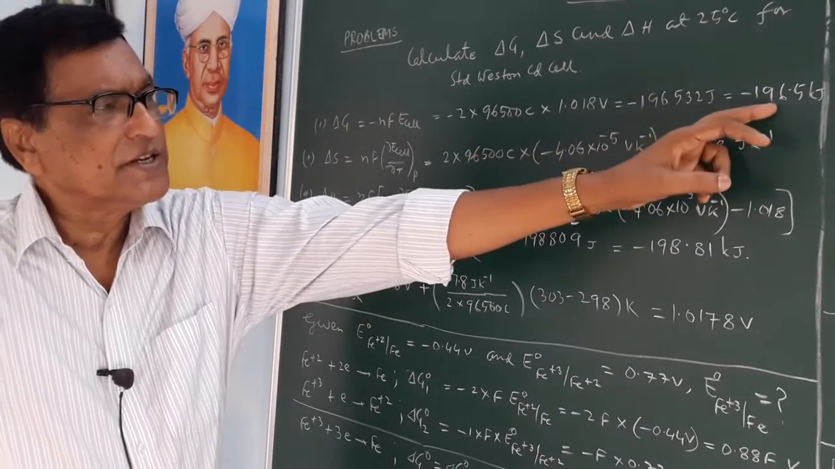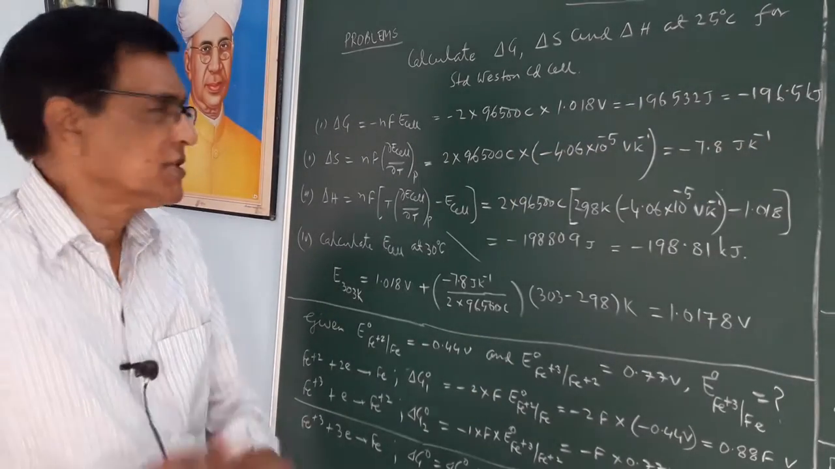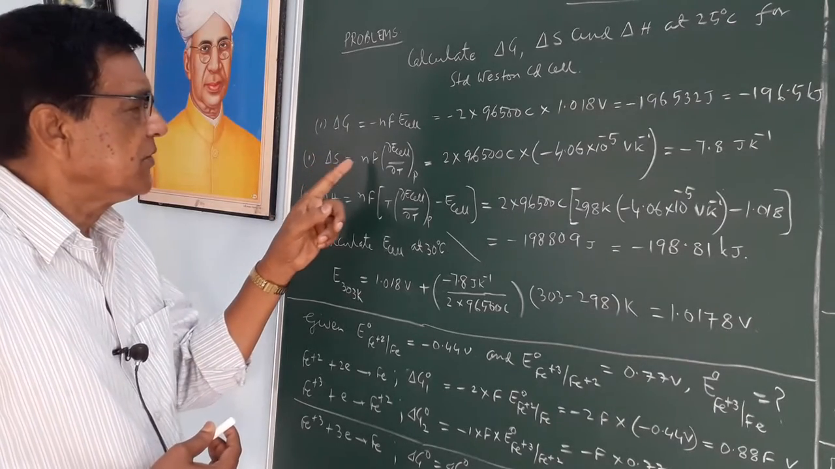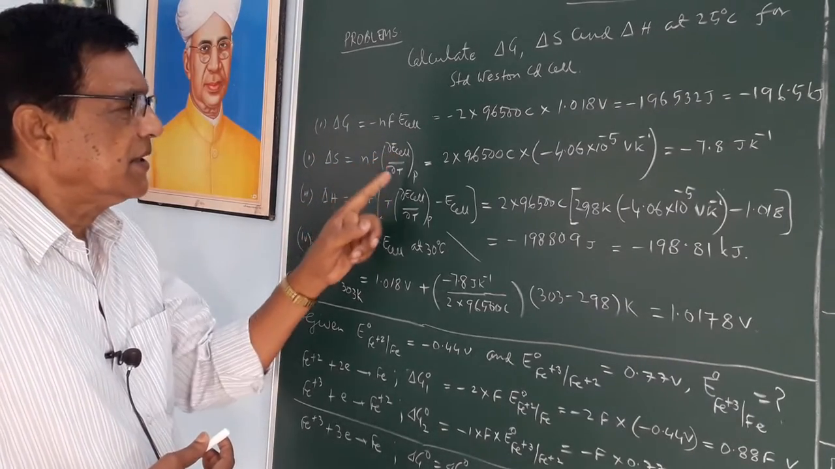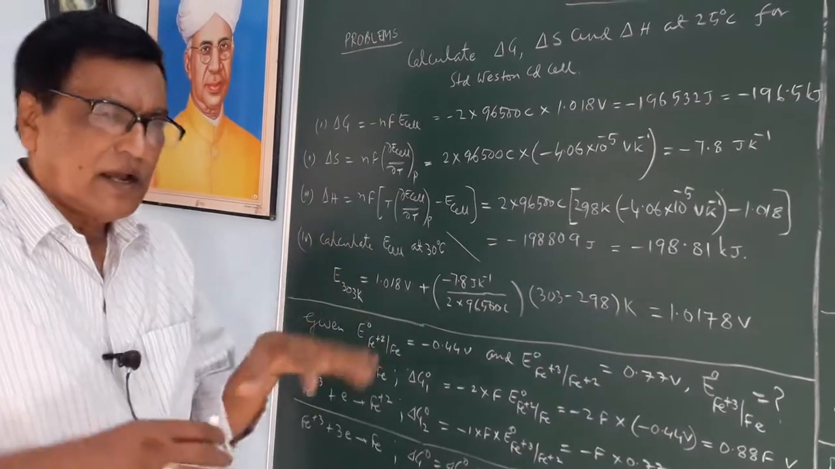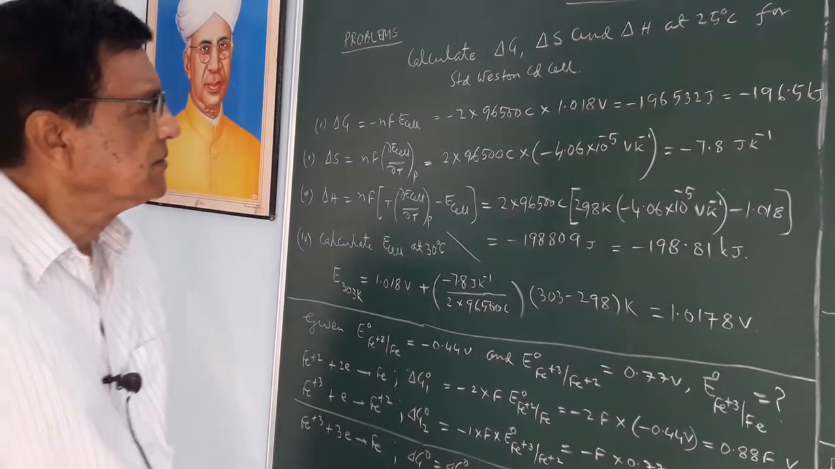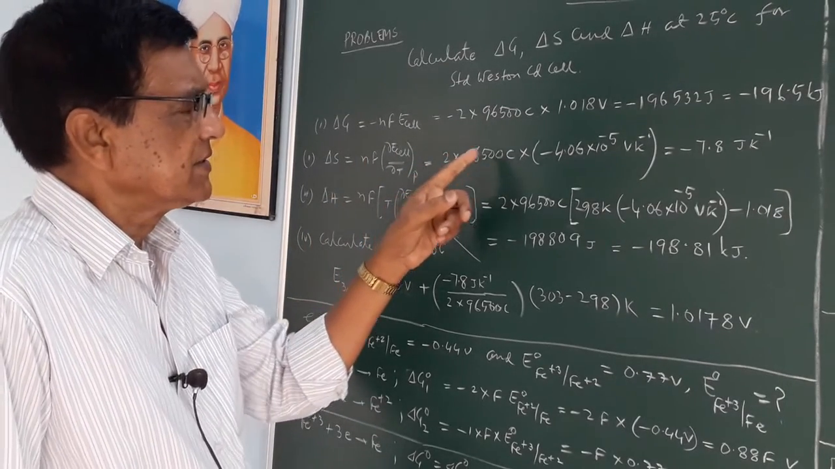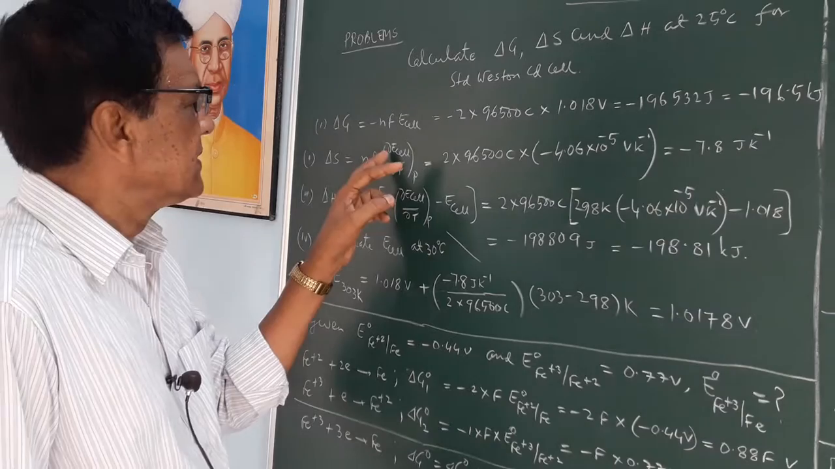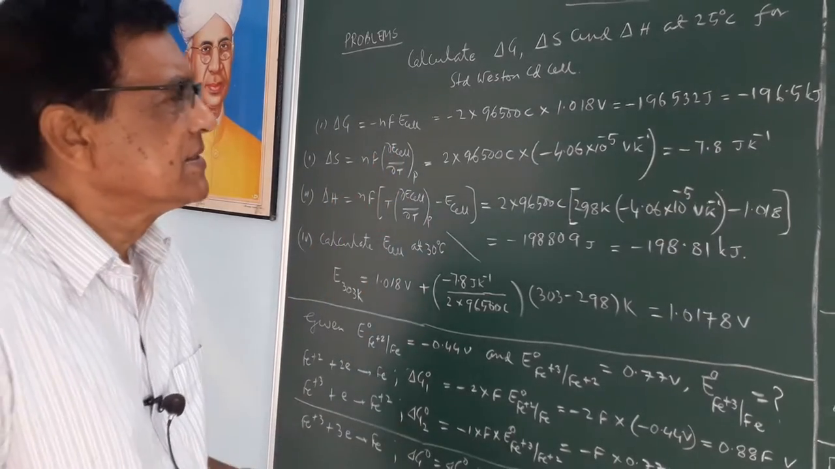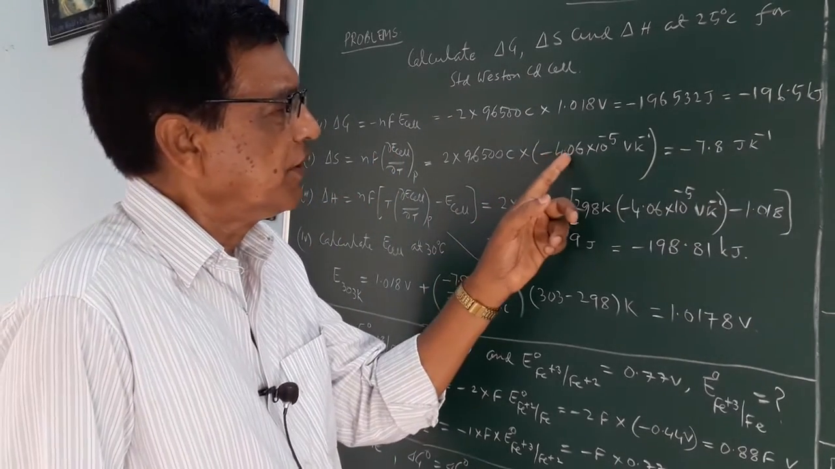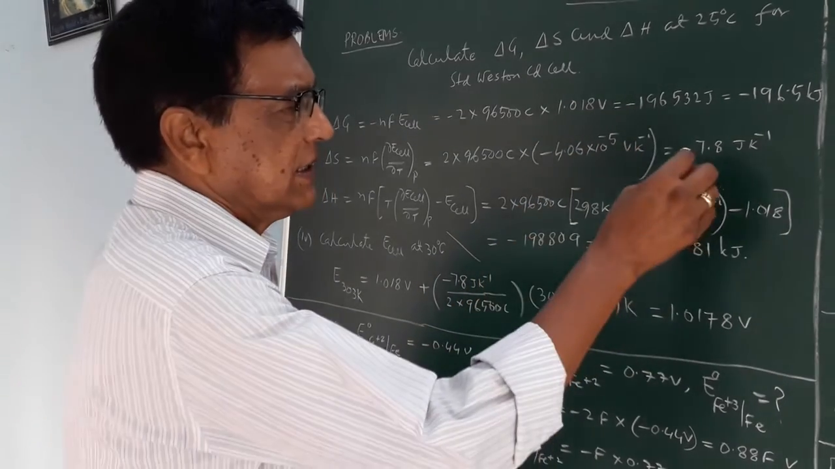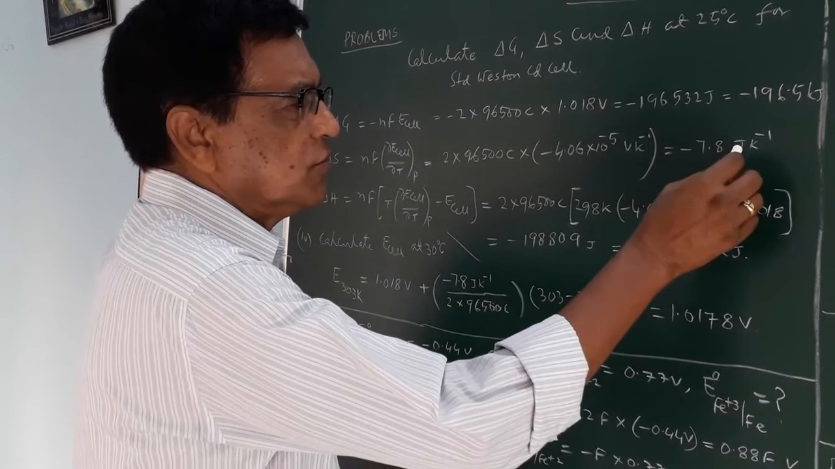Now the entropy change. Delta G is always negative as the cell reaction is always spontaneous, and delta S equals nF times dE cell by dT. I have already derived this formula. Here n equals 2 and F is 96,500 coulomb, and dE cell by dT is equal to minus 4.06 times 10 to the power minus 5 volt per Kelvin, and this gives minus 7.8 joule per Kelvin.